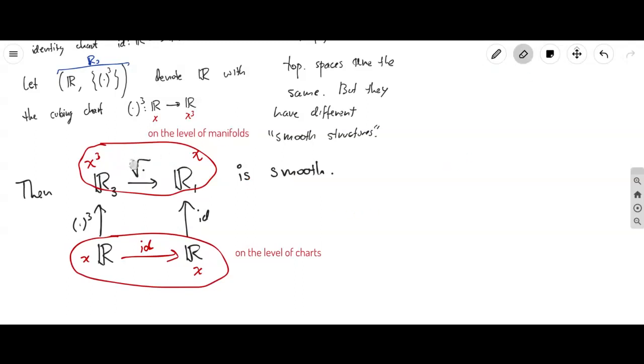So if you want to check that something is smooth, you send it back to the charts and you check that it's smooth on the chart. So on the charts, this is just X going to X. This is a smooth map. The identity function is infinitely differentiable. So we have shown that this mapping is smooth.